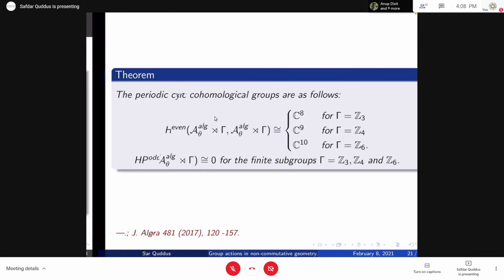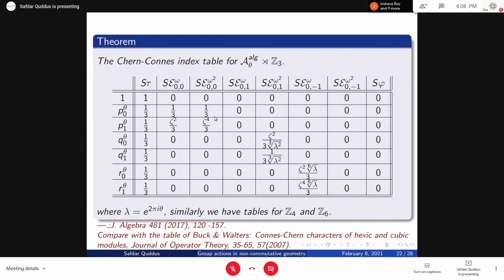And also, again, we have the periodic cyclic cohomologies. And again, things were very coherent, to such an extent that even the Chern-Connes pairing for the Z mod 3Z cross product with the algebraic non-commutative torus actually matched with the table that Buck and Walters had for the smooth case. Their table was also partial, because until recently we didn't have an understanding of exact periodic cohomologies, periodic cocycles. But the tables that I got for algebraic cross products were encapsulating their tables, except for the smooth projection.